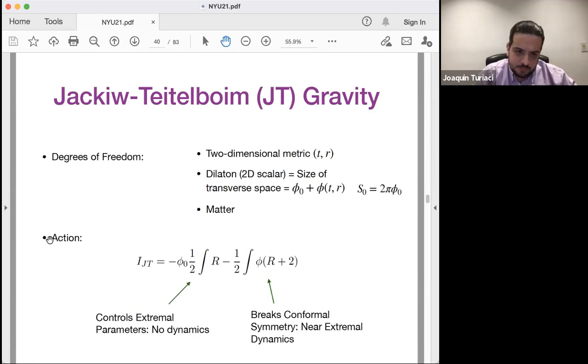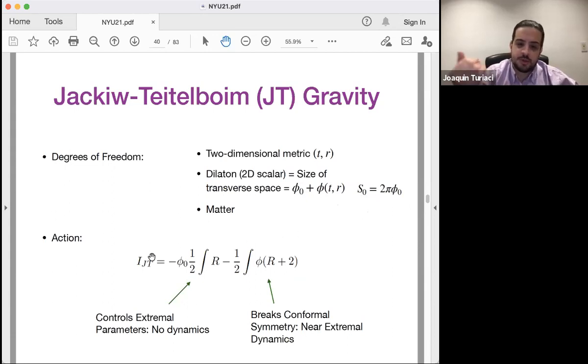So this is a summary of what JT gravity is. It's a two-dimensional metric in time and radius. It has a dilaton given by the size of the transverse space. I will call it in this way because it's just convention. It has a constant value phi naught that gives the extremal area, and it has this phi of t, r that can depend on space and time and will be responsible for this breaking of the symmetry, the fact that it has a non-trivial profile. The extremal area is proportional to this phi naught, so they are basically the same.